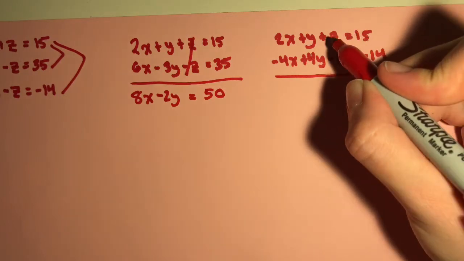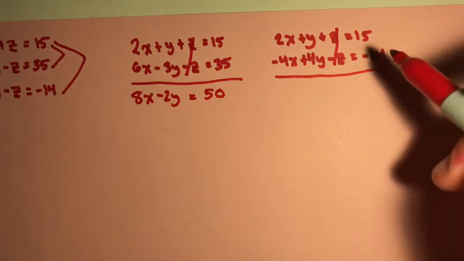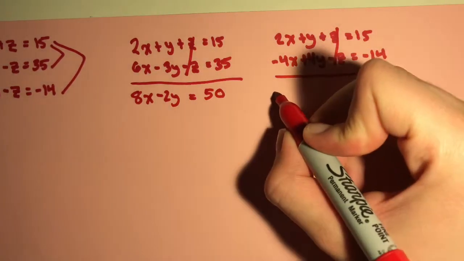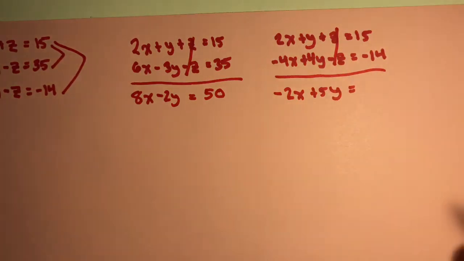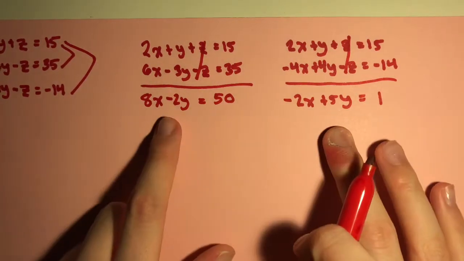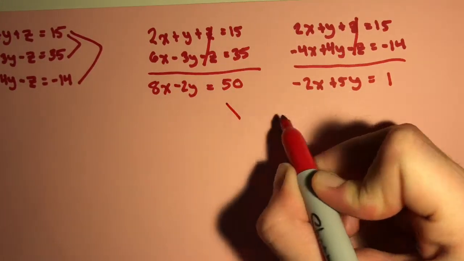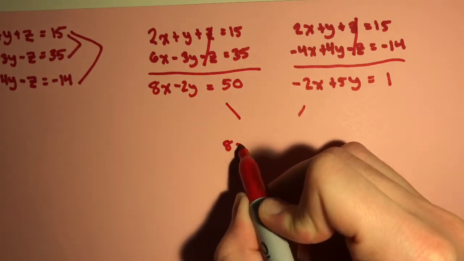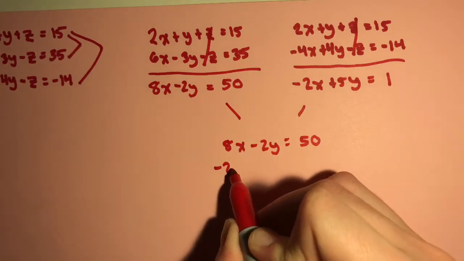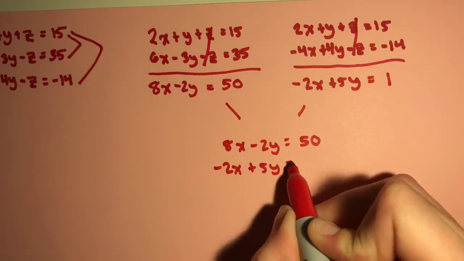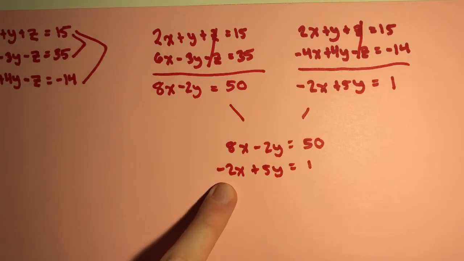And same goes for here. We have plus z and minus z. They cancel each other out, and we're going to add the x and y variables together. Straight down. We have minus 2x plus 5y equals 15 minus 14, which is 1. Now you see these two equations. We're going to group them together: 8x minus 2y equals 50, and minus 2x plus 5y equals 1. So you see here, we took a 3x3 system and made it into a 2x2 system.